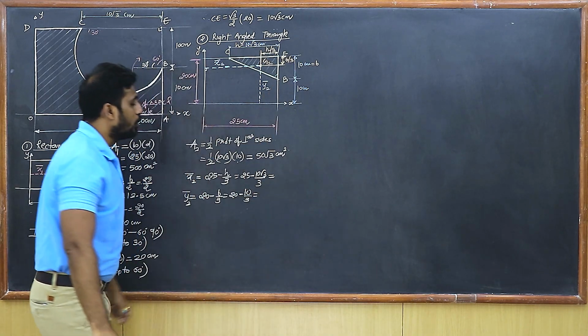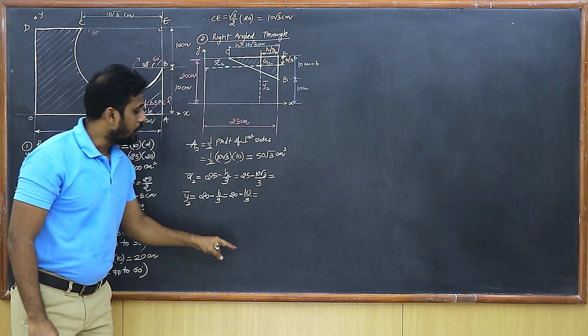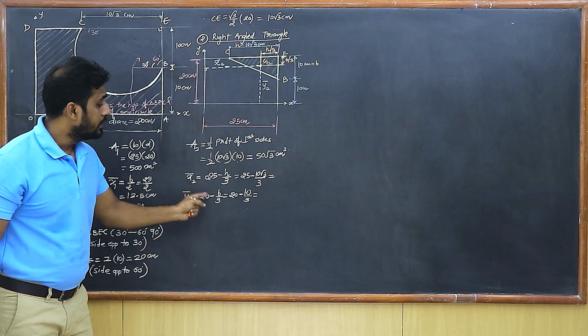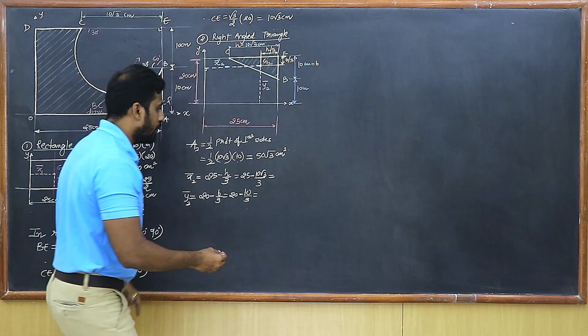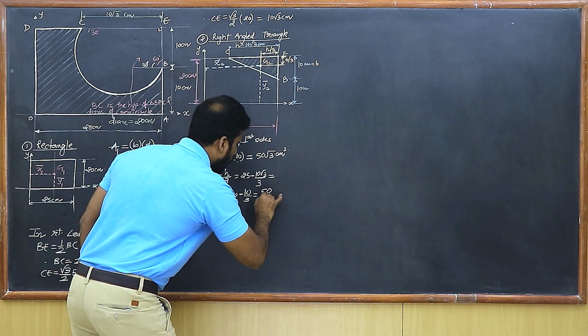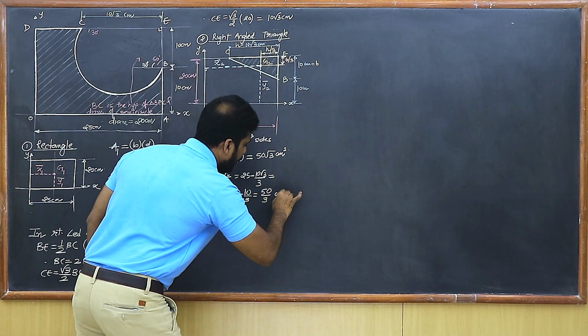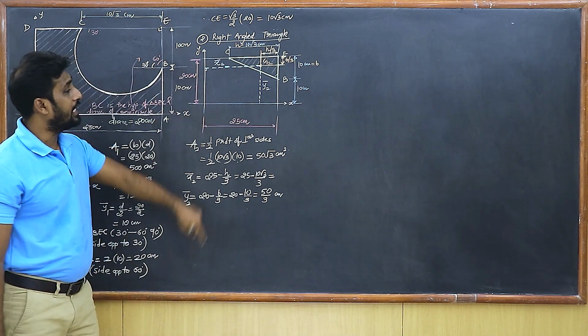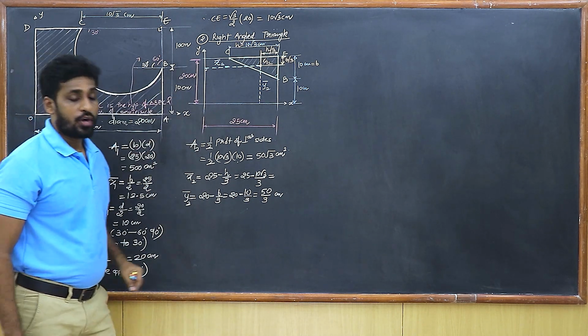So I certainly need to get this value also. So if you simplify this, this is 20 into 3, isn't it? So 20 into 3, that becomes 60. 60 minus 10, it is 50. So you can straight away write 50 upon 3 also, or you can do some simplification there. So that's my y2 bar. So this was my second standard shape, the right angle triangle.